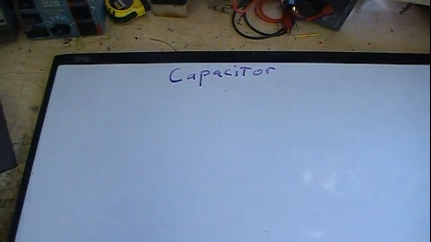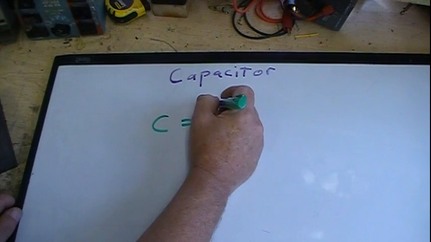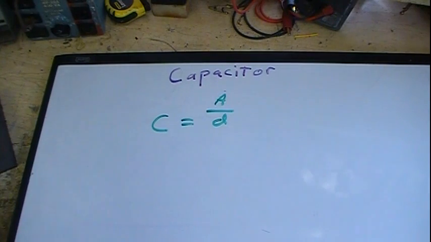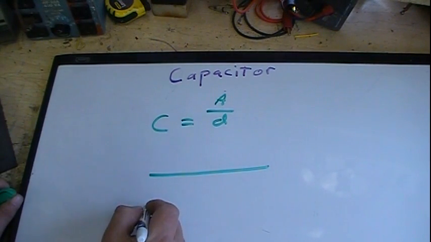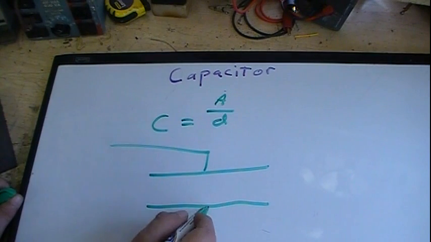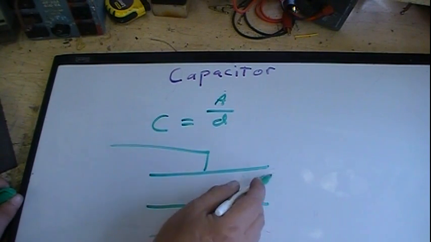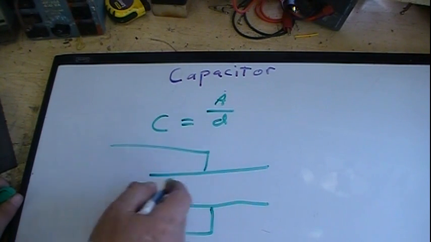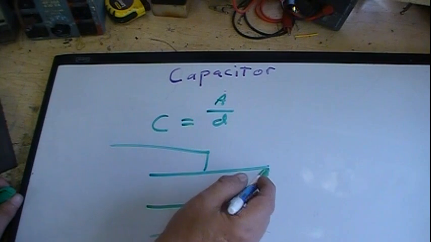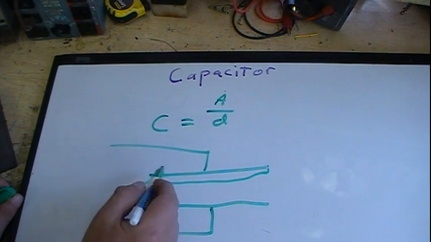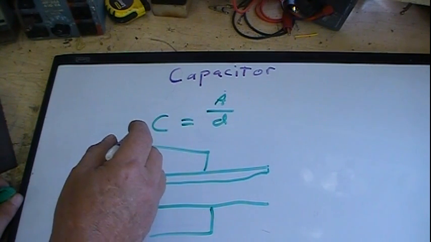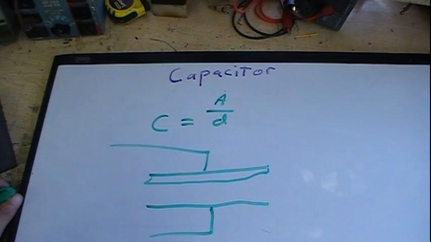Now some of the other things that affect it is this little formula. Capacitance equals area divided by distance. What that basically means is, when I've got a capacitor here, the area of the plates, and actually the formula only deals with one plate facing the other one, just that area, the larger it is, the greater amount of charge I can put on, which means the greater the capacitance.